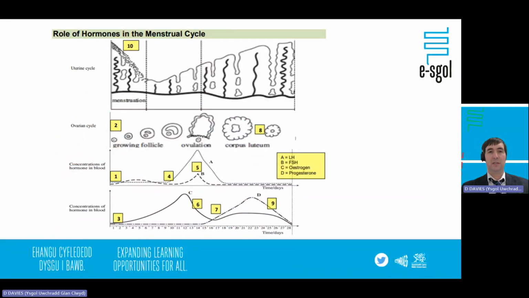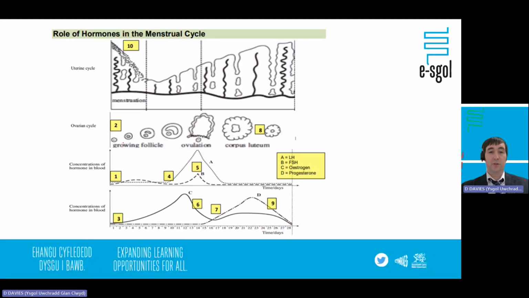Right, hormones and the menstrual cycle. This can be quite difficult. You have 4 graphs there. You have the graph at the bottom dealing with estrogen and progesterone. You have the graph in the middle dealing with LH, luteinizing hormone, and FSH. I've forgotten what FSH is. We'll find out in a minute.